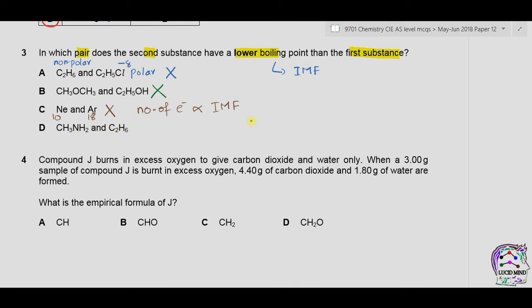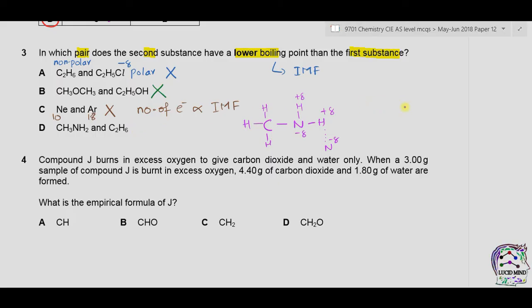Let's draw the structure of CH3NH2. Now we can see that nitrogen is directly bonded with hydrogen atoms. So therefore hydrogen bonding will be present as nitrogen becomes partial negative and hydrogen is partial positive. So it can attract nitrogen atom of another molecule.